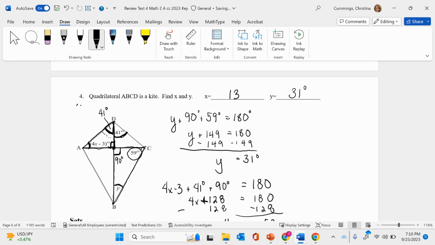Now, if I asked you for the measure of this angle right here, you guys would know what to do, right? You would substitute x in for the x here and solve. Just checking in on you.